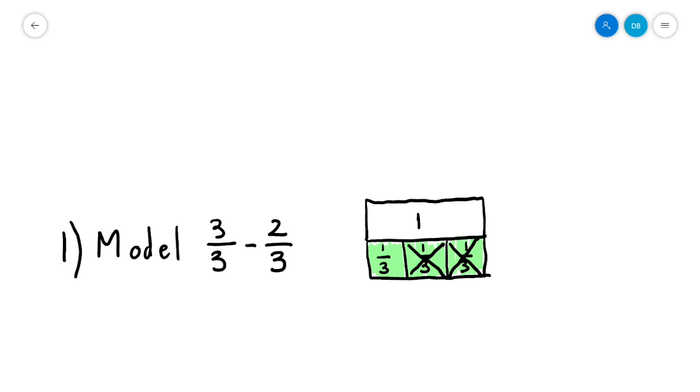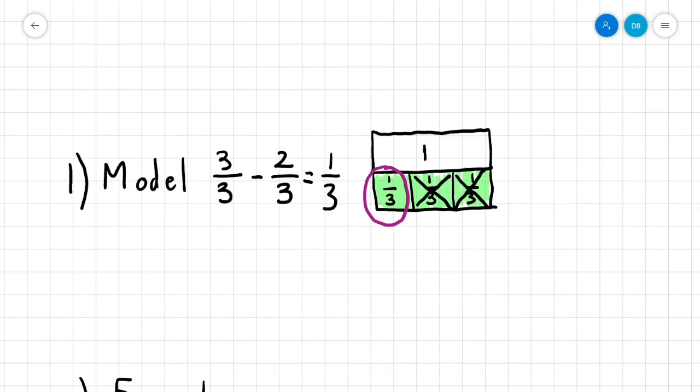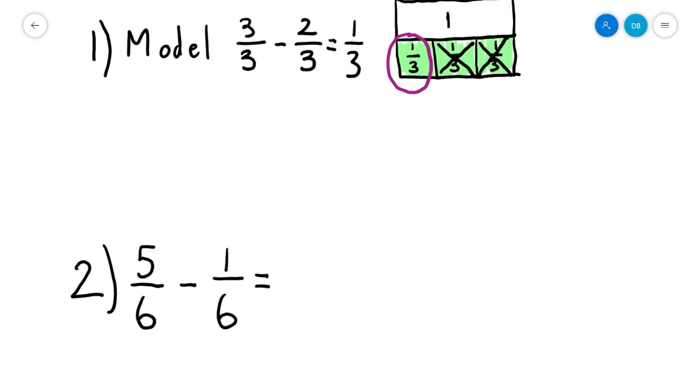So now the question is, what am I left with? And I'm left with 1/3. So the answer, 3/3 minus 2/3 equals 1/3. Just like that. Let's go on to number 2.